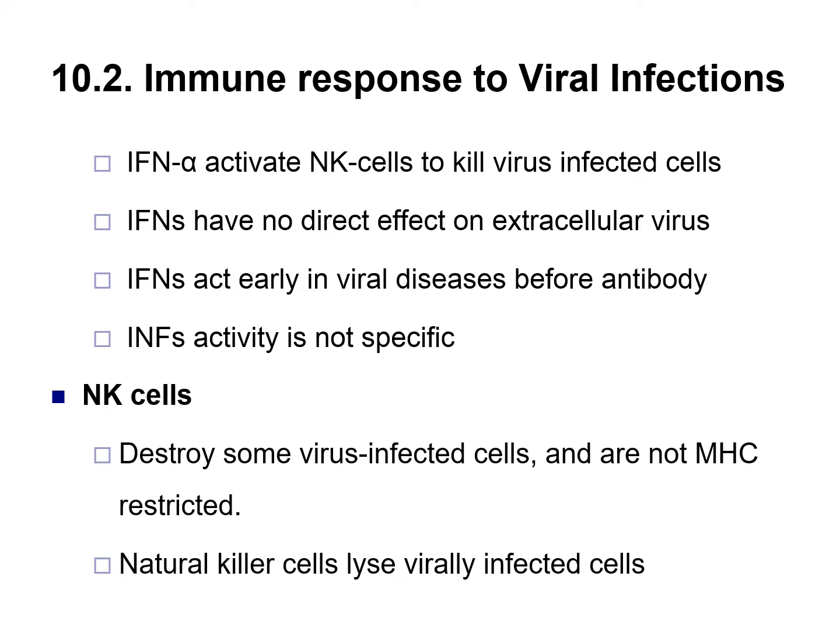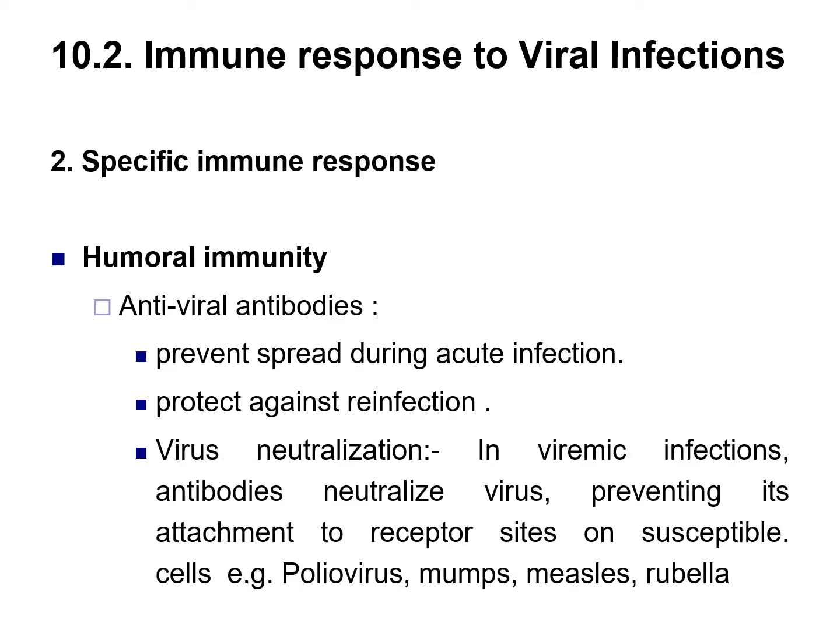NK cells, or natural killer cells, are able to destroy directly some virus-infected cells, and this does not need the presence of the MHC molecule. They can lyse virally infected cells. Humoral immune response is responsible for the production of antibodies. The antibodies against viruses provides protection against acute infection and reinfection.